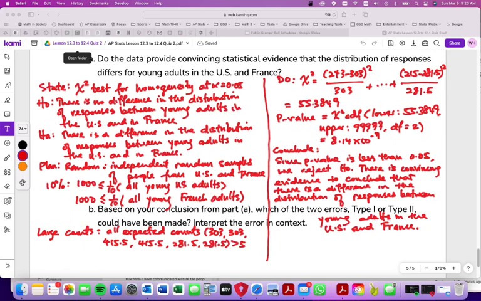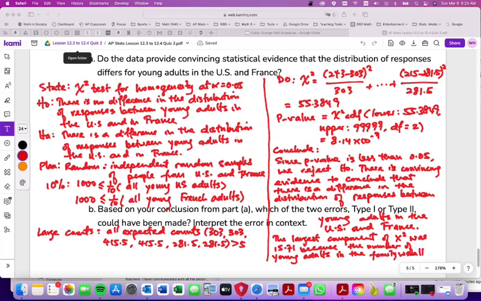Now, sometimes they'll ask you, okay, if it's statistically significant, what are the big components? What's the biggest contributing factor? And the largest component here of chi-square was actually 15.71, and that's contributed by the group of family wealth and connections, because the number of young adults in the US is much lower than the expected ones for France.